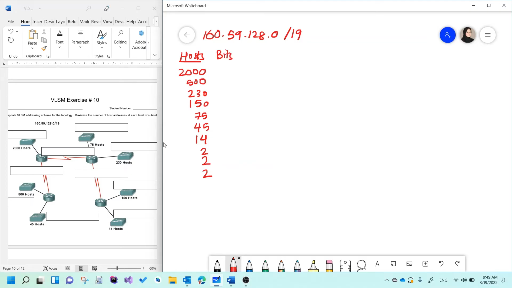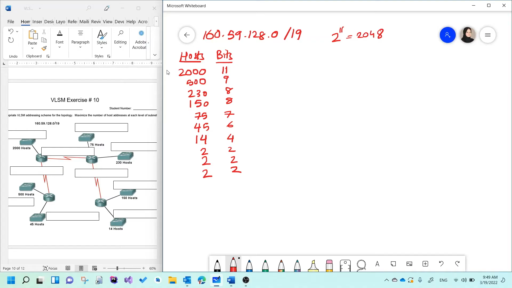Again, you need to calculate this: find the power of 2 that will give you this number. So if you find something around 2 to the power 11, it would give you 2048, and that would be 11 bits required. This would be 9, this would be 8, this would also be 8, this one would be 7, this one would be 6, this one would be 4, and this one would be 2, 2, 2. Okay, again, you have to calculate to find these out.